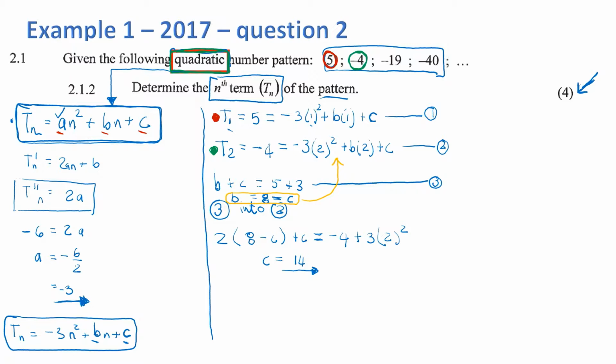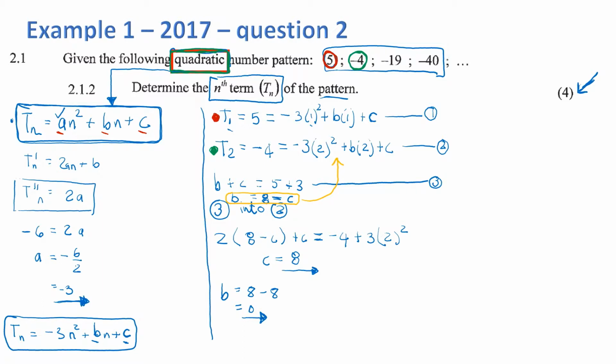Okay, I pop C equals 14 back. Oh, that's wrong. C equals 8. Let me just erase. Cool. C equals 8. Sorry, guys. Okay. I popped that back. I knew there was something wrong. B equals 8 minus 8, so B equals 0. Okay. There's two answers over there. We've got A, B, and C.